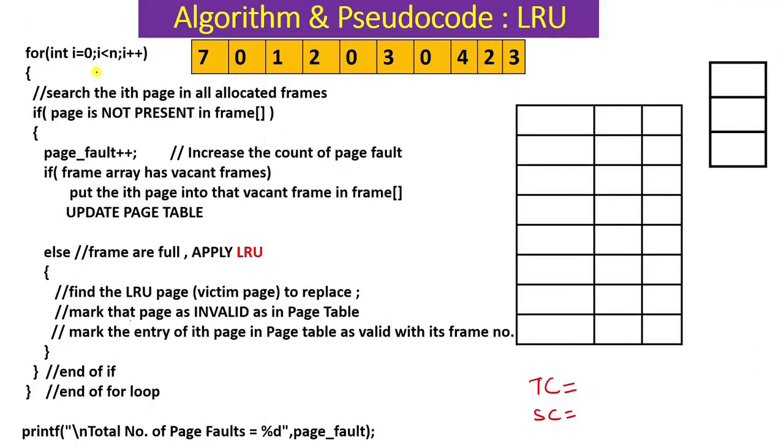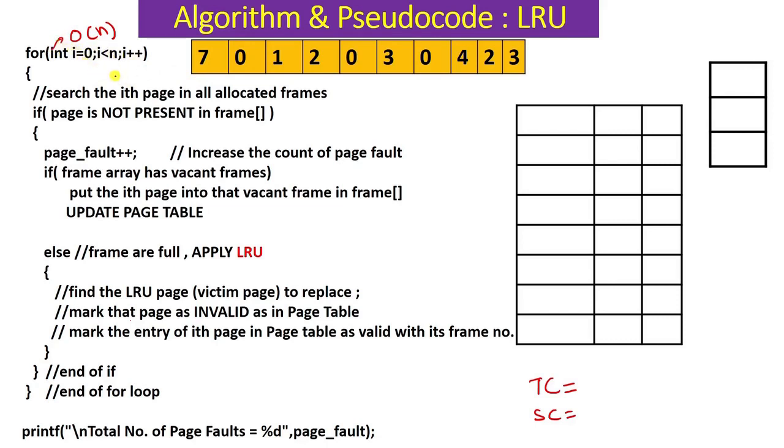My time and space complexity will be similar to what we have seen for FIFO in the previous video. This code is running n times, for I equal to 0 to n. So my for loop will have O of n complexity.